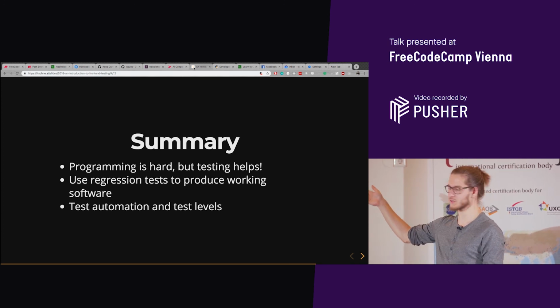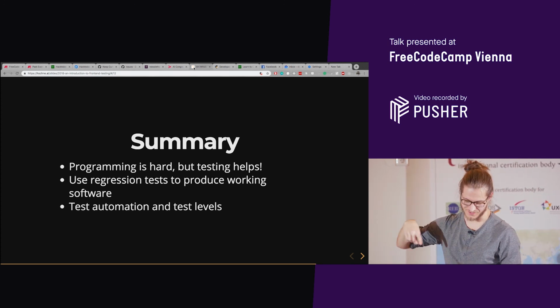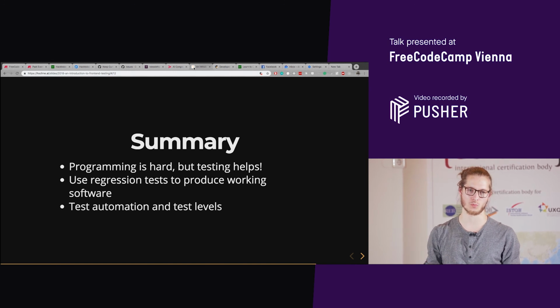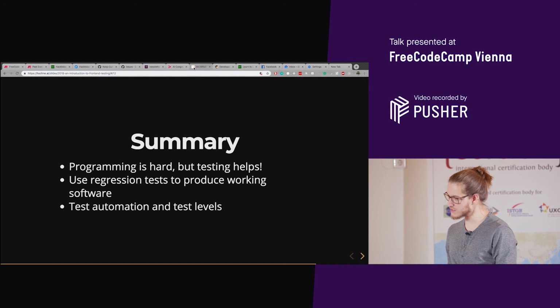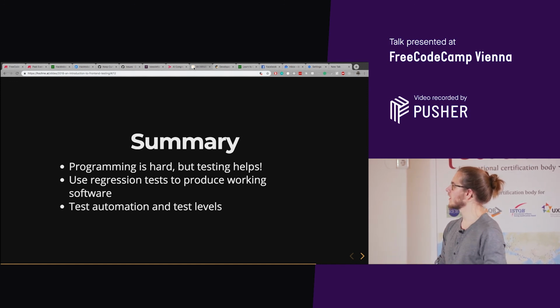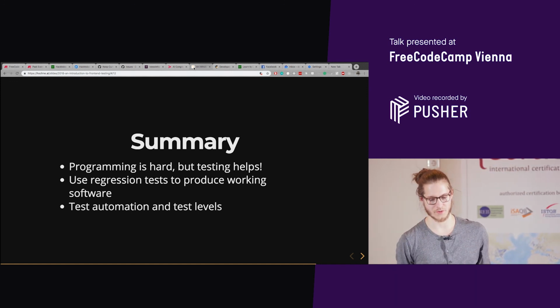Let's summarize what we've learned today. First of all, programming is its own kind of hellscape, which I hope you don't have to learn too much. But testing can help you with that. We learned about regression tests, why use them, and we also talked about what test automation and test levels are.